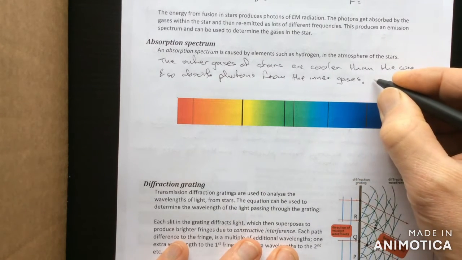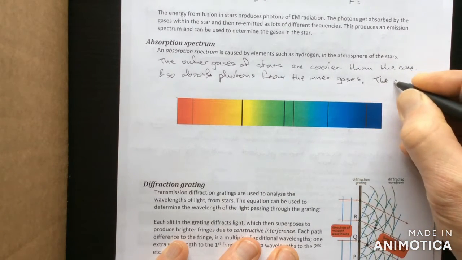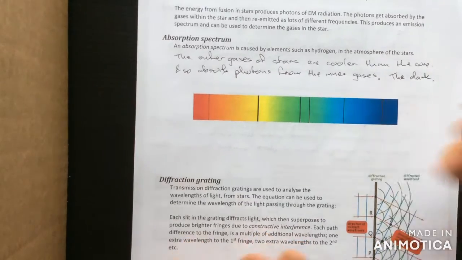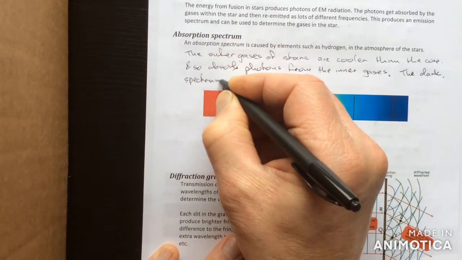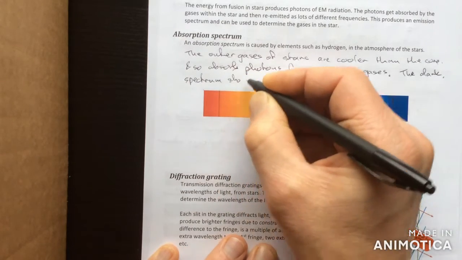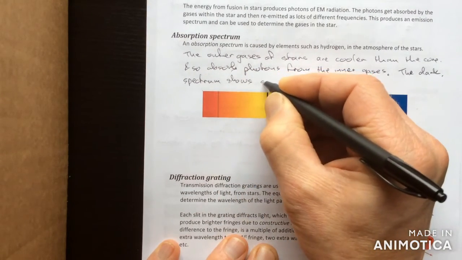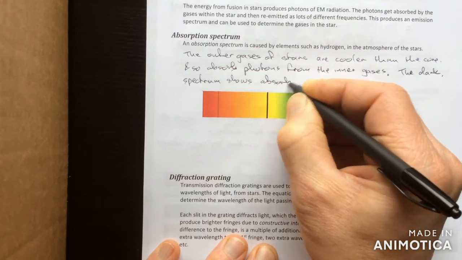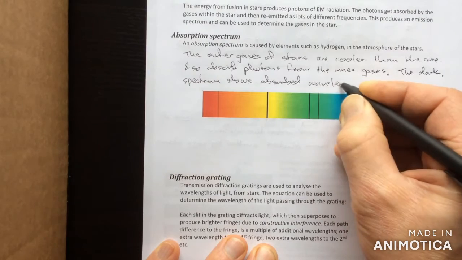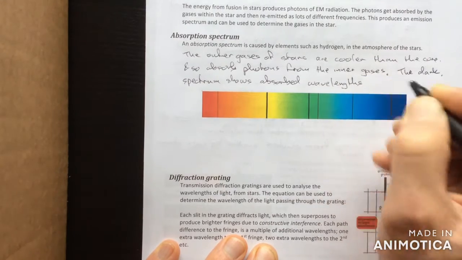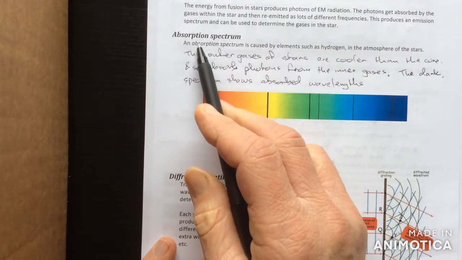So you end up with dark lines in your spectrum. So the dark spectrum shows absorbed frequencies or absorbed wavelengths. And that is, strange enough, called an absorption spectrum.